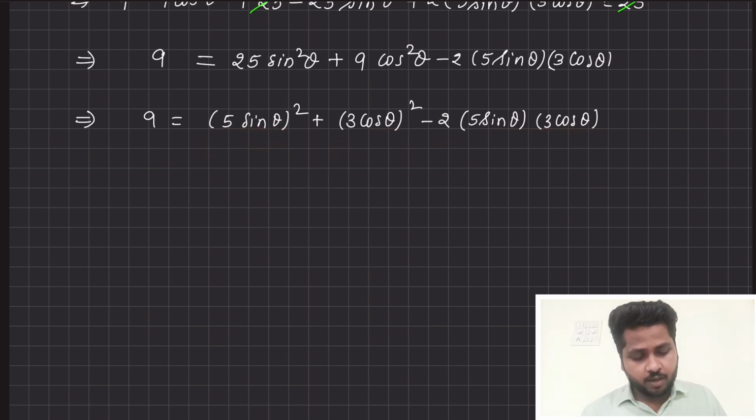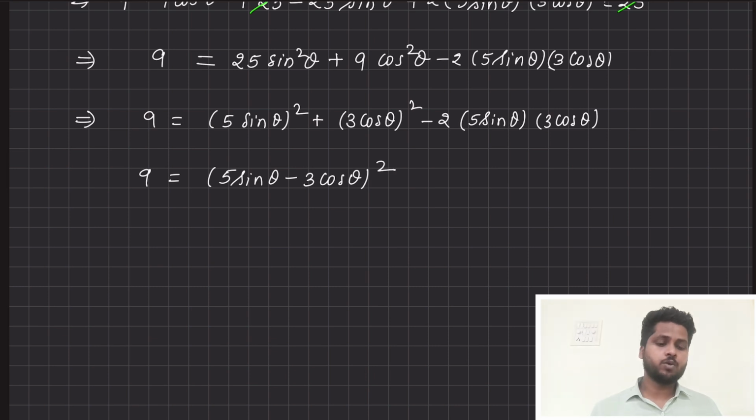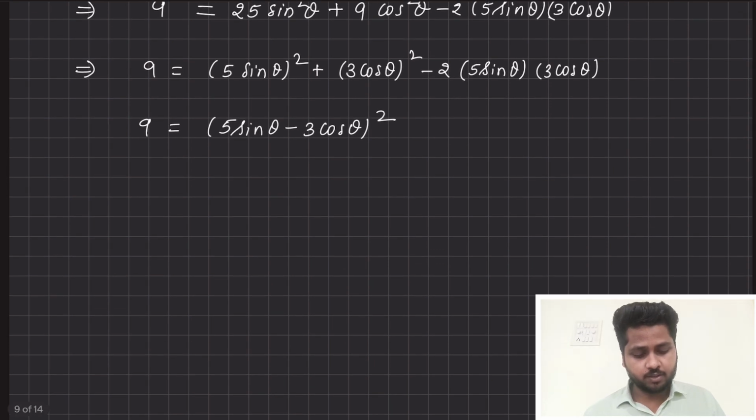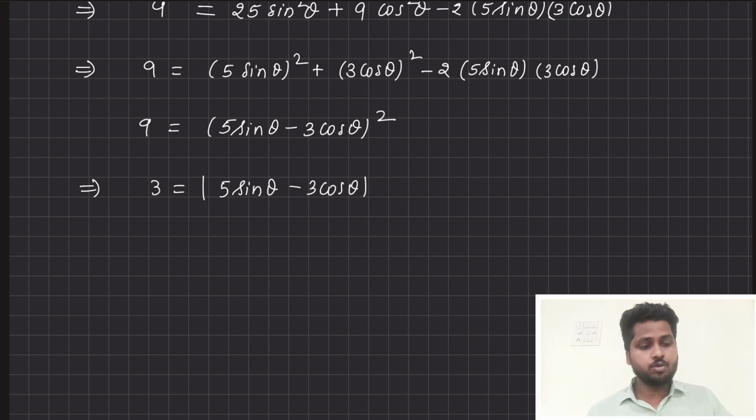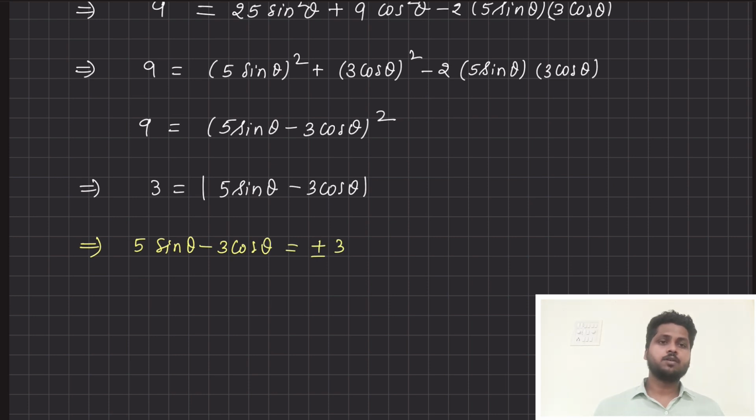Let me write it. 9 is equal to 5 times sine theta minus 3 times cos theta whole square, and taking square root on both sides we get the value. So 3 will be the same as modulus of 5 sine theta minus 3 cos theta. Understanding? So basically I can write that 5 times sine theta minus 3 times cos theta is either plus 3 or minus 3. Right? So this will be the answer for this question.